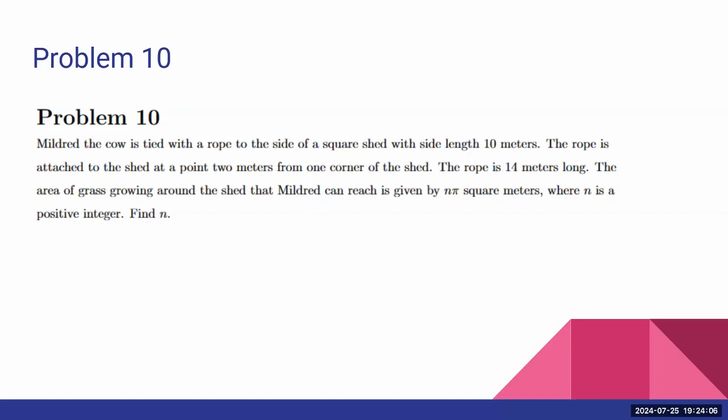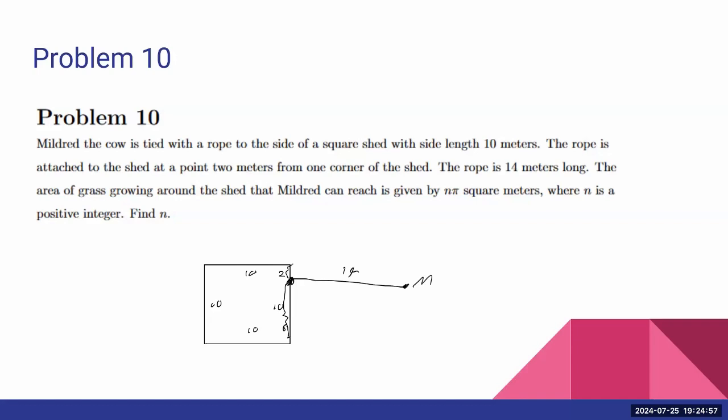So let's first draw the shed. It's just a 10 by 10 square. So each of these side lengths are equal to 10. So let's assume that Mildred is tied here, and these two lengths are 2 and 8. Let's see where Mildred can reach. We know that the rope is 14 meters long.